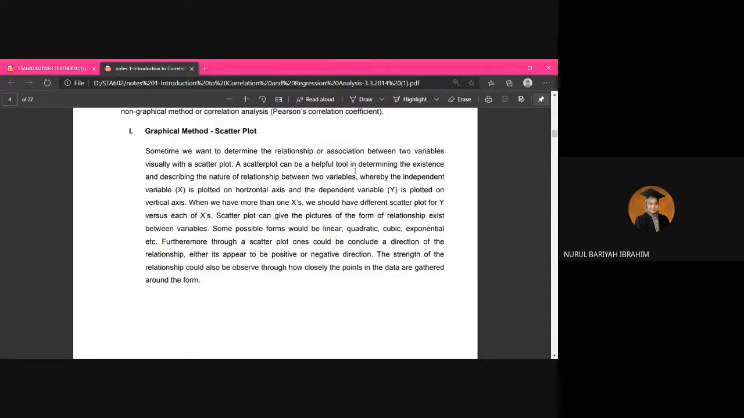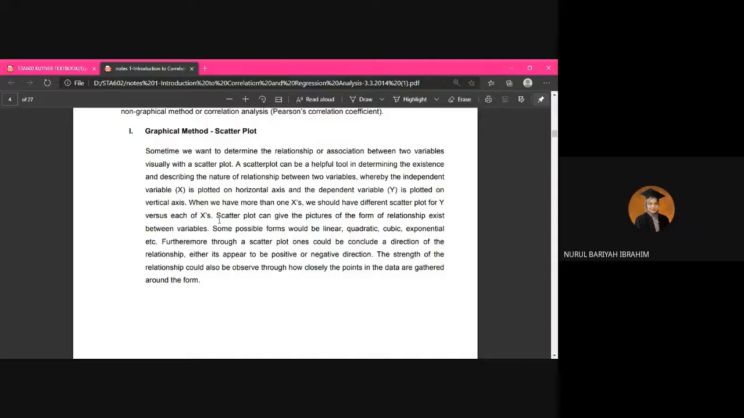Alright, a scatter plot can be helpful in determining the existence and describing the nature of the relationship between the two variables, which is x and y. Okay, x will be plotted on the horizontal axis, which is the x-axis, and dependent variable y is plotted on the vertical axis, which is the y-axis. Okay, when we have more than one x, we should have a different scatter plot for y versus x. So if we have x1, x2, and so on, nanti later when we enter multiple linear regression, we will have several x.